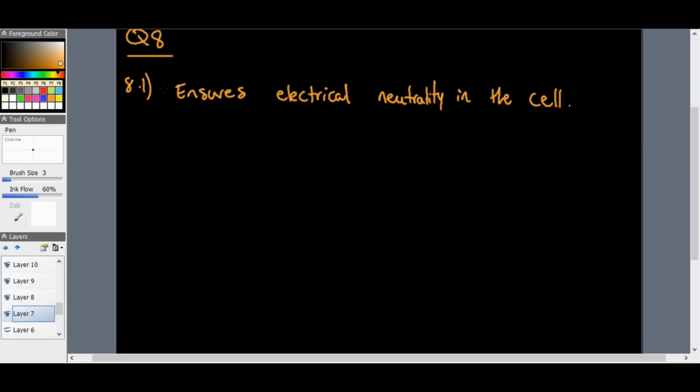What we also could have said as the other one, because there are three, is that it provides a path for the movement of ions, or provides a path for ions to move, obviously between the two electrodes. So either one, you would have gotten your mark.